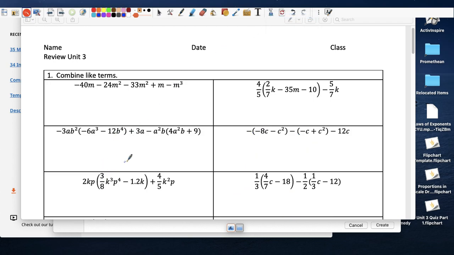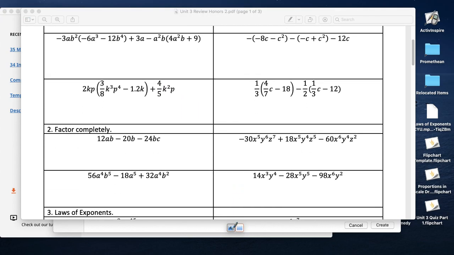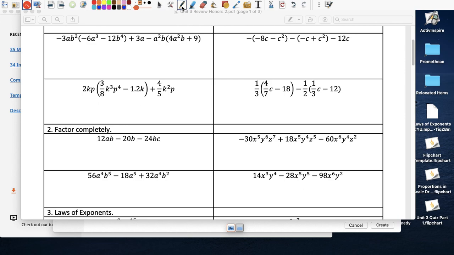Okay, so this one, let me just raise the sheet a little higher. All right, so this distributive property happens here. So we got 2kp times 3/8 of k cubed p to the 4th power. So let's do the fraction first. So 2 times 3/8 is just 6/8. K times k cubed is k to the 4th. P times p to the 4th is p fifth.